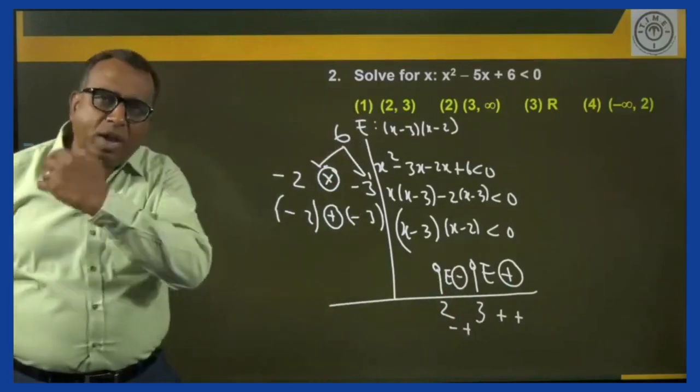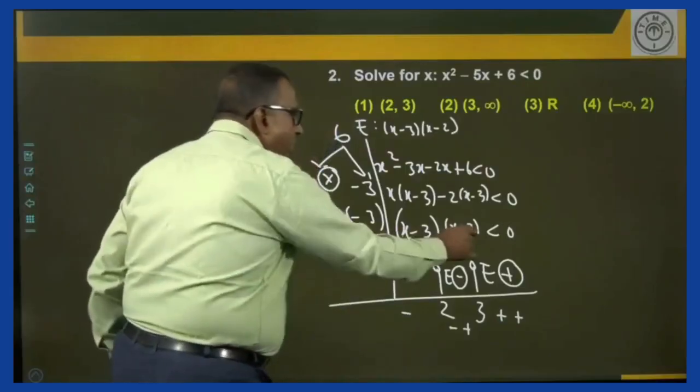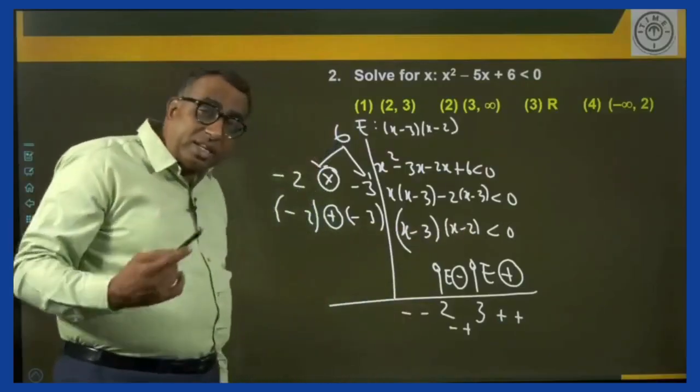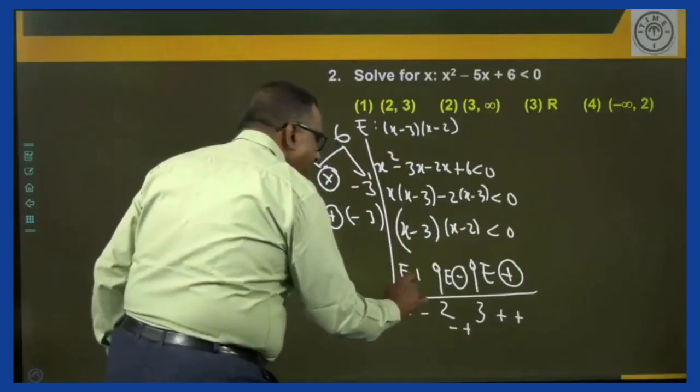So 1 minus 3 is negative. 1 minus 2 is also negative. What is minus into minus? Plus. So here the expression is positive.